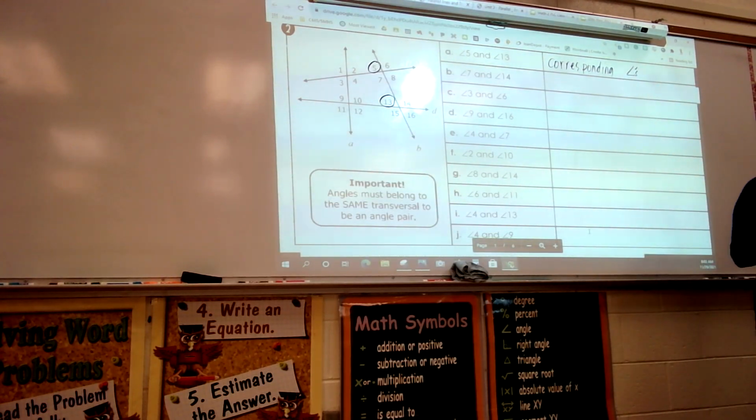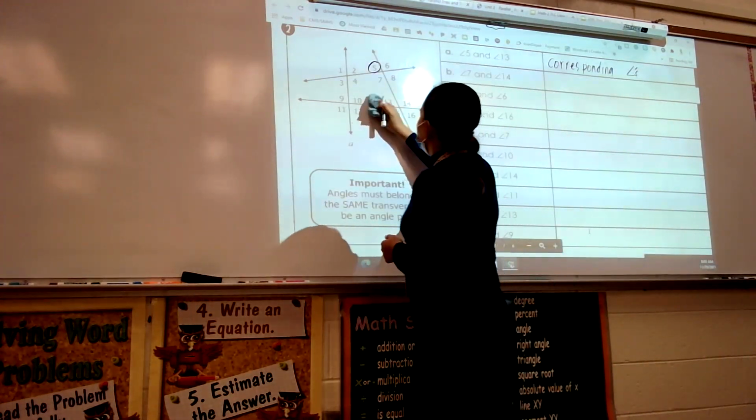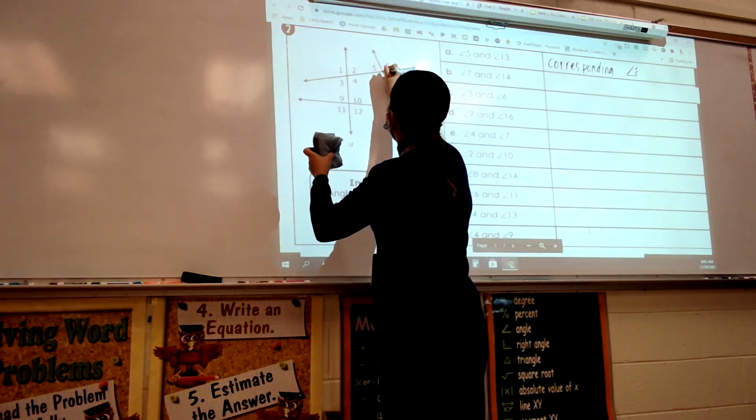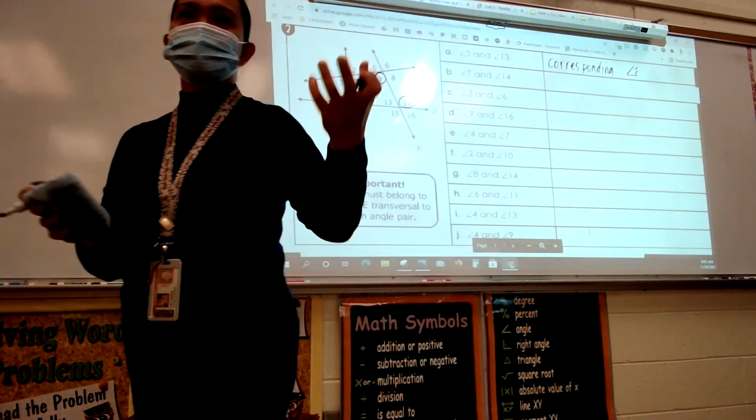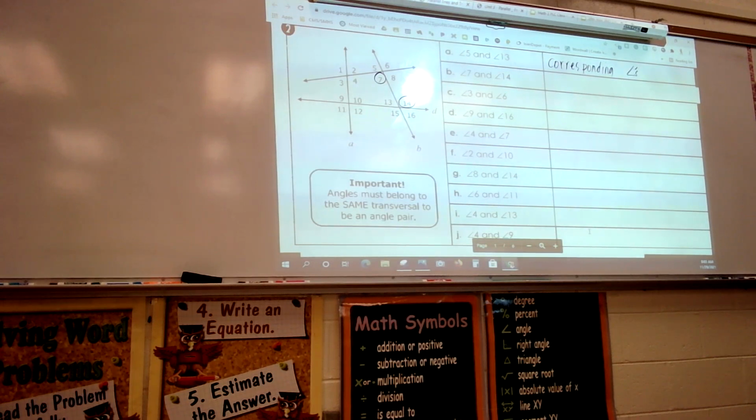Corresponding angles. Very good. Next. Angle 7 and angle 14. I heard the answer, but I'm gonna call somebody. If they're paying attention, they can say that. 7 and 14.